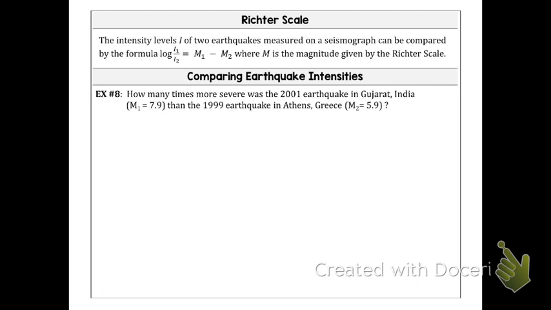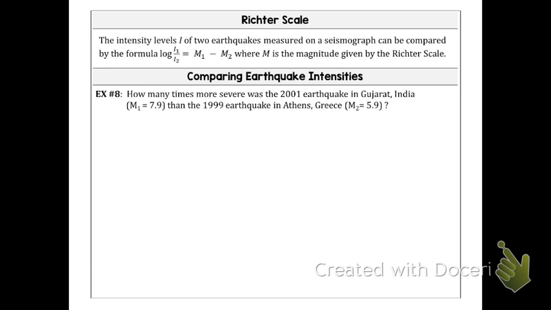All right, then some Richter scale problems. It says the intensity levels I of 2 earthquakes measured on a seismograph can be compared by the formula log of I1 over I2 is equal to M1 minus M2, where M is the magnitude given on the Richter scale. Okay, so I is your intensity, M is your magnitude. Example 8 says, how many times more severe was the 2001 earthquake in India, which had a magnitude of 7.9, than the 1999 earthquake in Athens, Greece, which had a magnitude of 5.9?